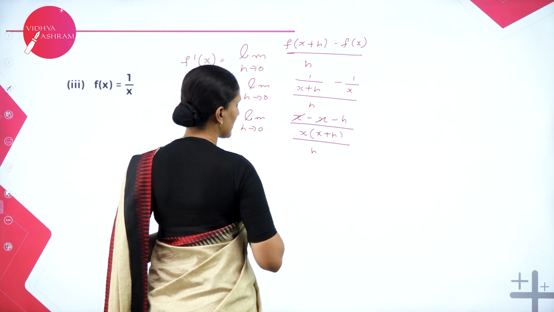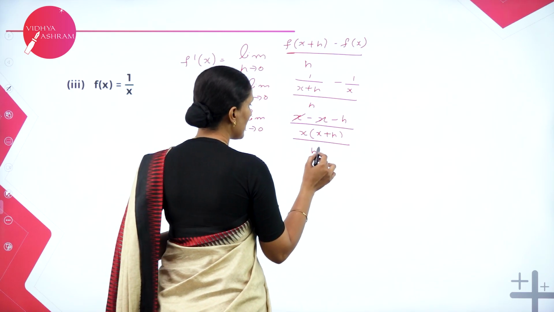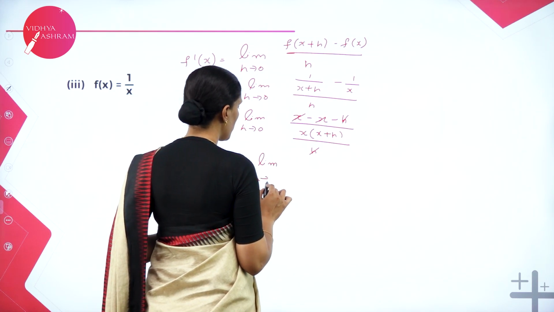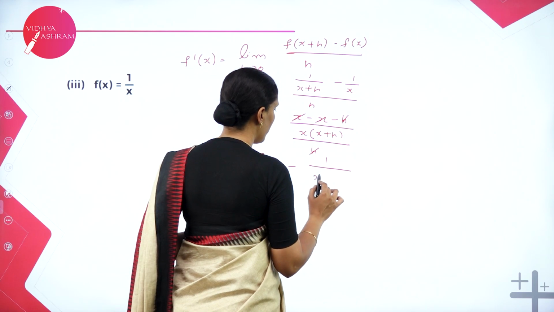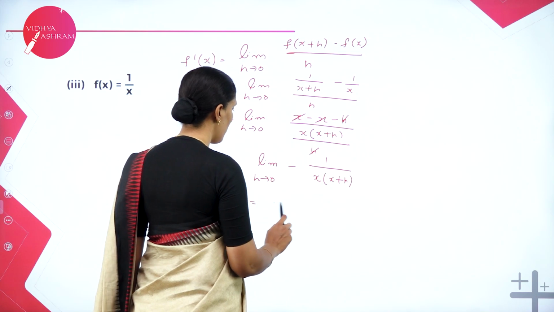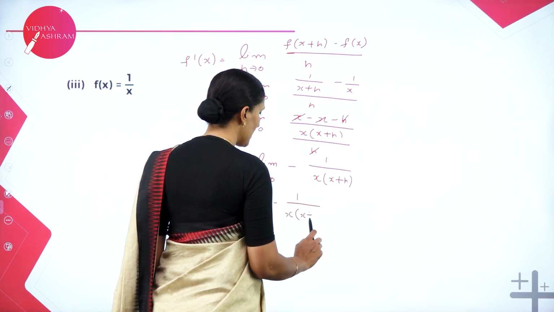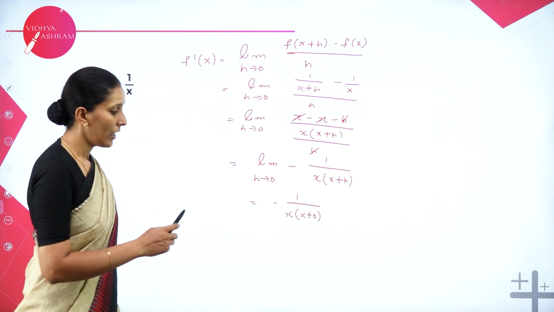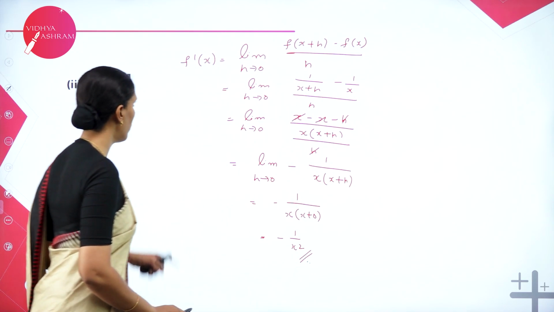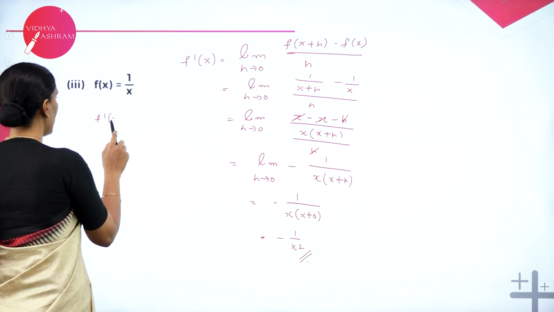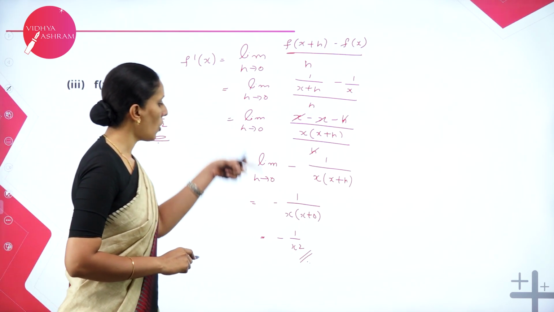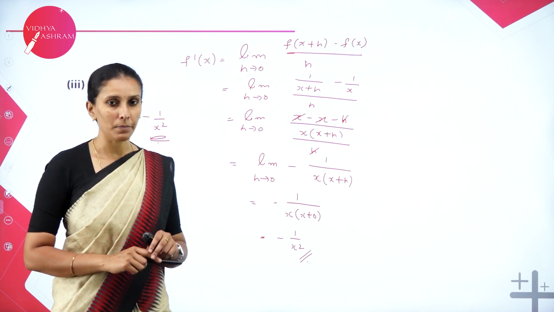We can cancel x here. We can also cancel h. So we are left with limit h tends to 0, minus 1 divided by x into x plus h. Now put h tends to 0, we get minus 1 by x into x plus 0. x plus 0 is x, x into x becomes x square, so minus 1 by x square. Therefore the derivative of 1 by x is minus 1 by x square. This is how we have proved it with the help of the first principle of derivatives.